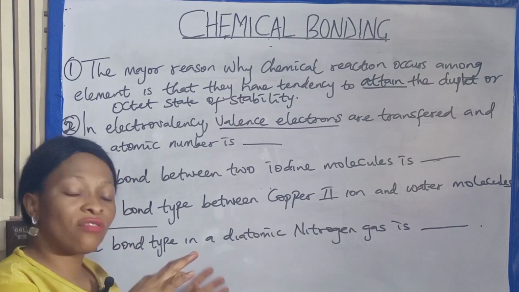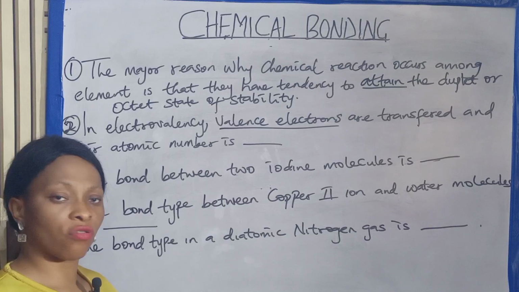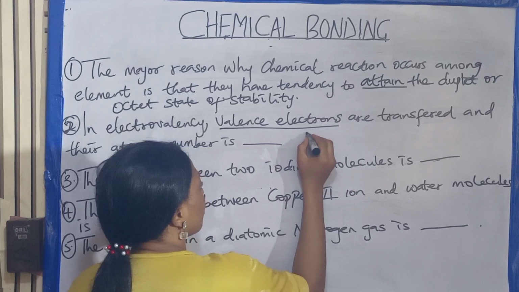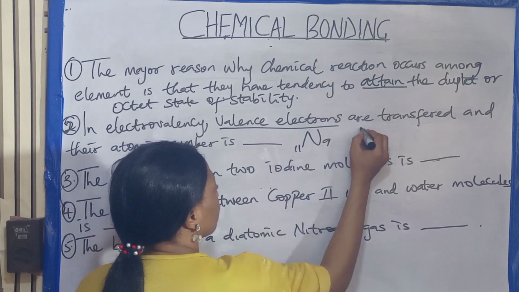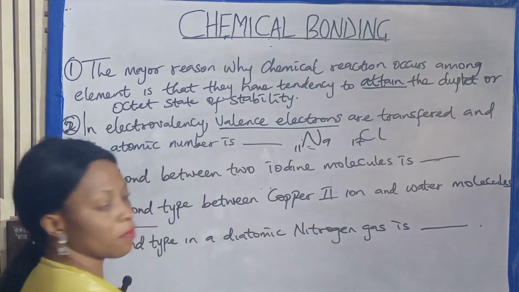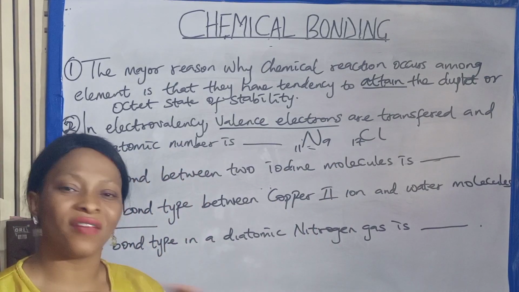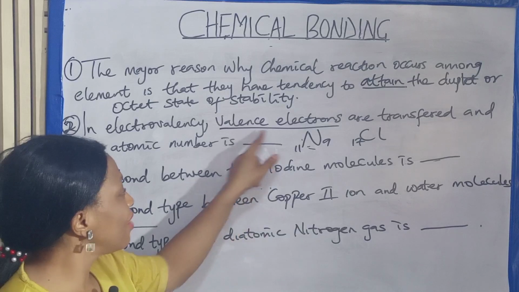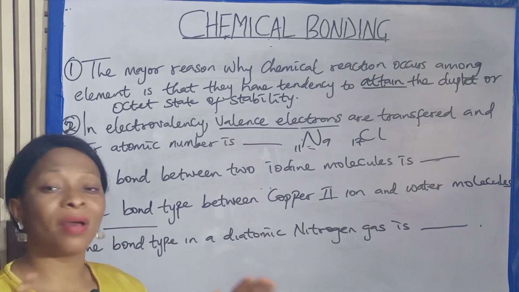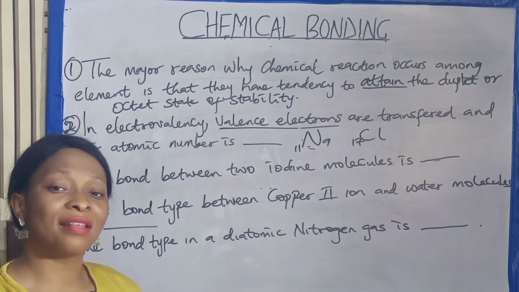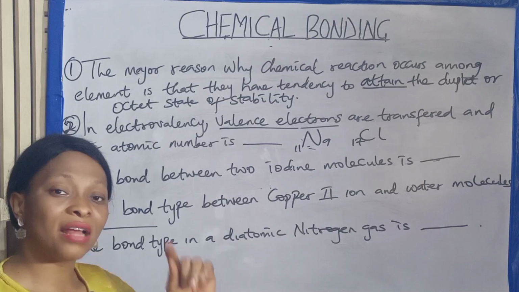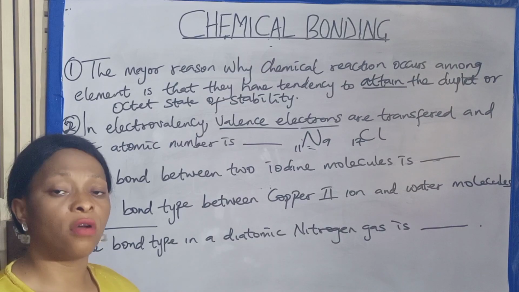So when they transfer the electron or when they receive the electron, what happens to the atomic number? Let me give you a good example. Let's say sodium reacting with chlorine. When they give the electrons, what happens to the atomic number? Now, the atomic number is not affected. Remember, it is valency electrons we are looking at. The atomic number is unaffected. The only thing that is affected is the electrons. The electrons are affected, but the atomic number, that is the proton number, is unaffected.